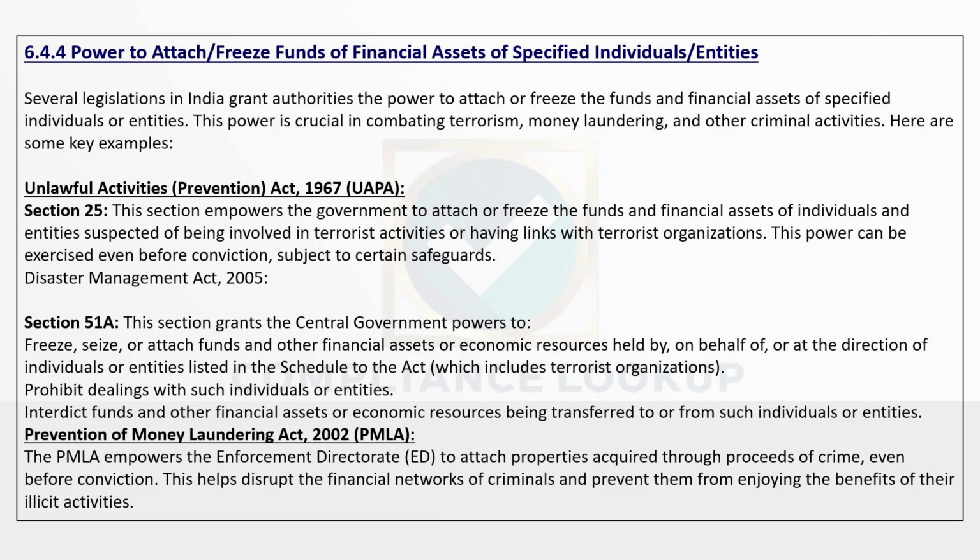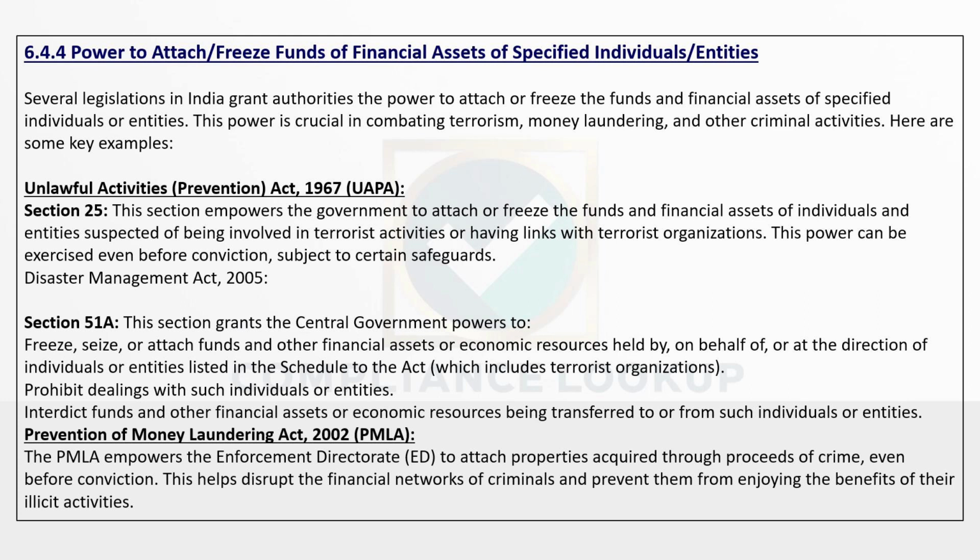2. Disaster Management Act 2005. The Disaster Management Act, DMA, is not just for dealing with natural disasters, it also provides powers to the government to deal with the financial resources of entities involved in criminal activities, especially terrorism. Section 51: freezing or seizing assets. What it does: this section gives the central government the power to freeze, seize, or attach financial resources like money or property linked to individuals or groups listed under the schedule of the Act, including terrorist organizations.